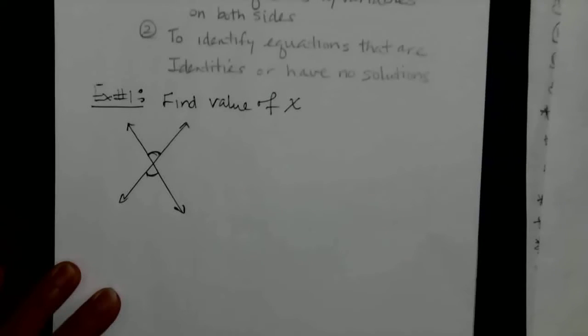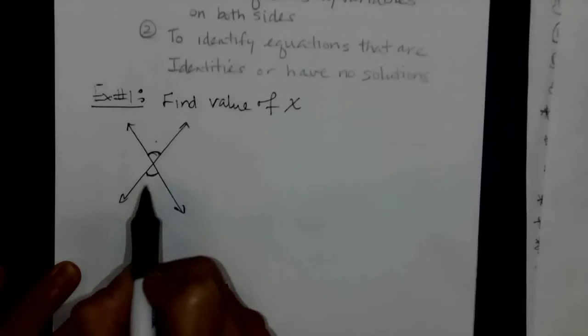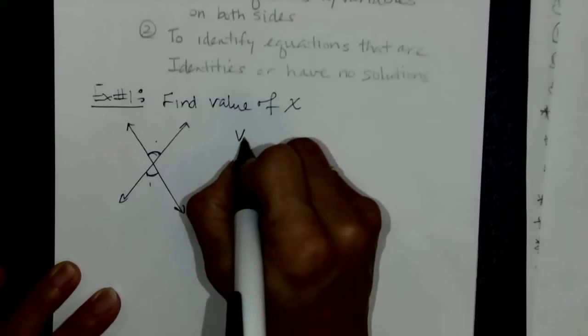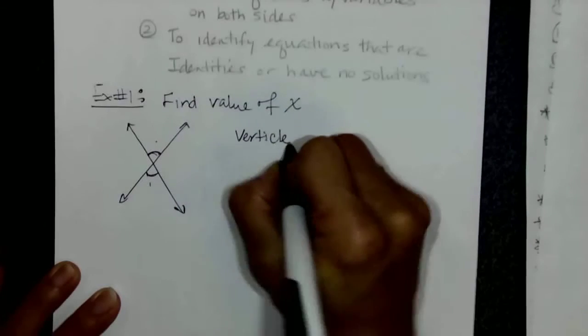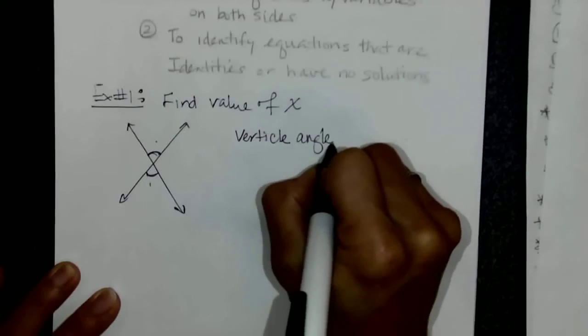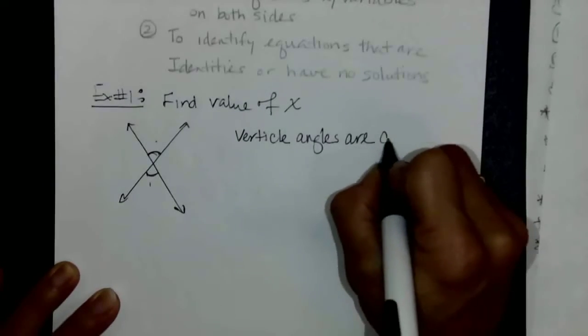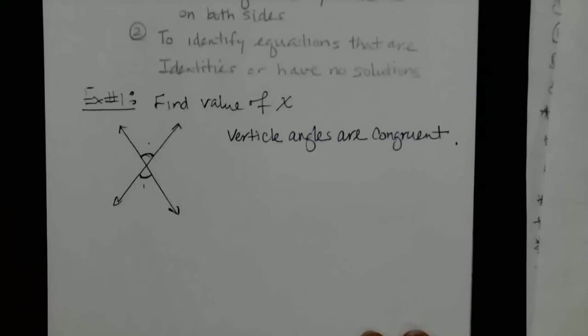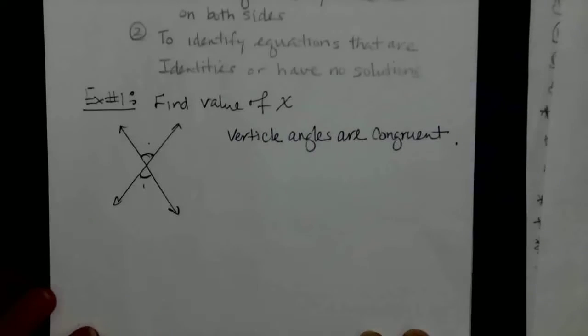Now, my last 3 hours told me they heard of the word vertical angles. Have you heard of it? You don't remember? Okay, vertical angles are the angles that are opposite from each other, so these are vertical and these are vertical. Vertical angles are congruent. That means they're equal. Vertical angles are congruent, okay?